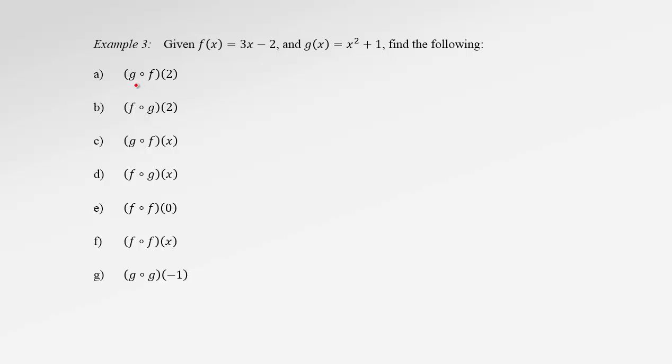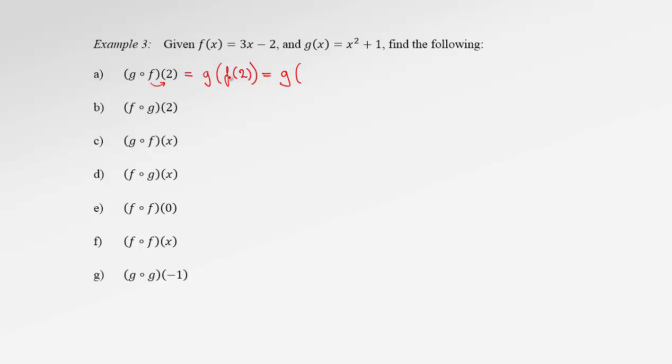And now we really need to understand the notation. If you see this little circle in the middle, that means composition. This is not multiplication. Okay, so we compose g with f at the point 2, where f operates on 2 first. So let's rewrite g for later, and now take care of f of 2.